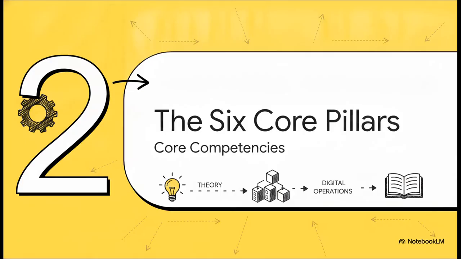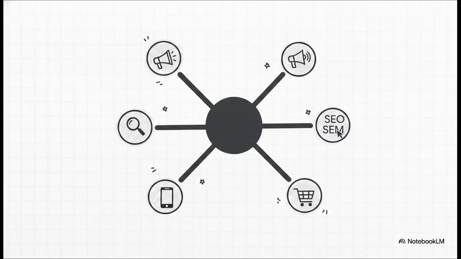Moving on to section 2, the 6 core pillars. Let's actually look at how this architecture supports the specific operational competencies you need to master. We're taking the theory straight into practice. Derived straight from those level 3 occupational standards, these 6 areas are your ultimate clusters. If you're structuring a digital marketing team's workflow, literally everything falls neatly into these parent categories: social media marketing, SEO, SEM, e-commerce, mobile, and email marketing.